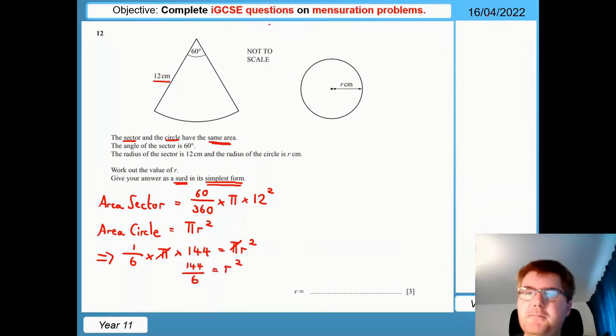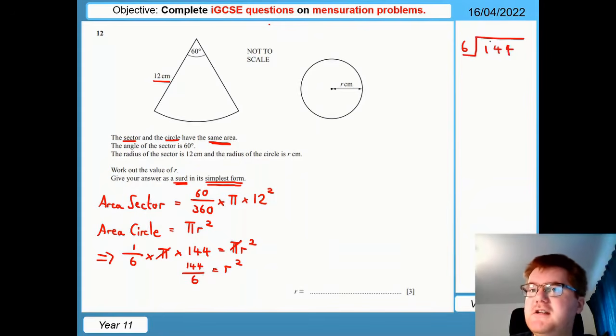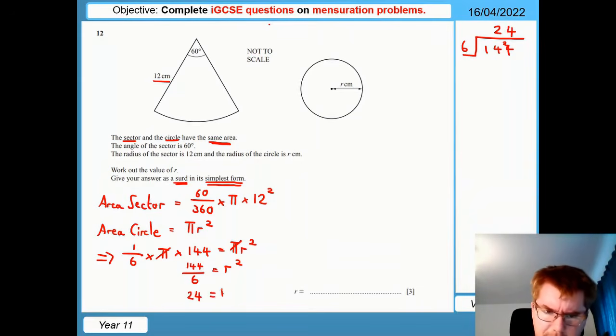Now this is where we can use the bus stop method. I know everyone loves it at home. So how many 6's go into 14? That's 2, and remainder 2. How many 6's go into 24? That's 4. And it should be a number that's essentially a whole number, generally on these kind of questions.